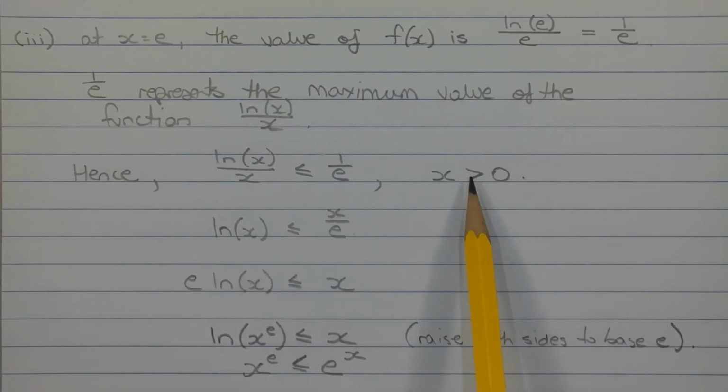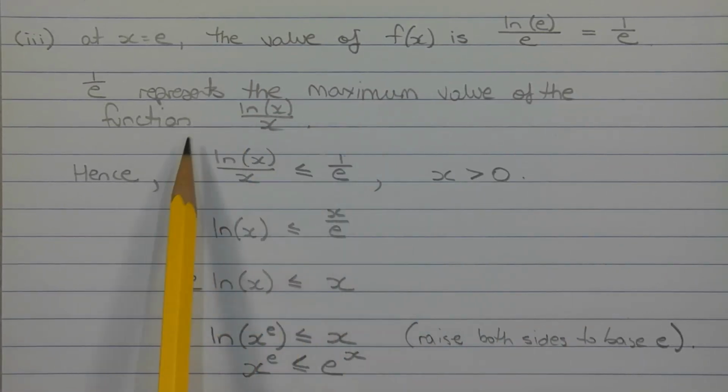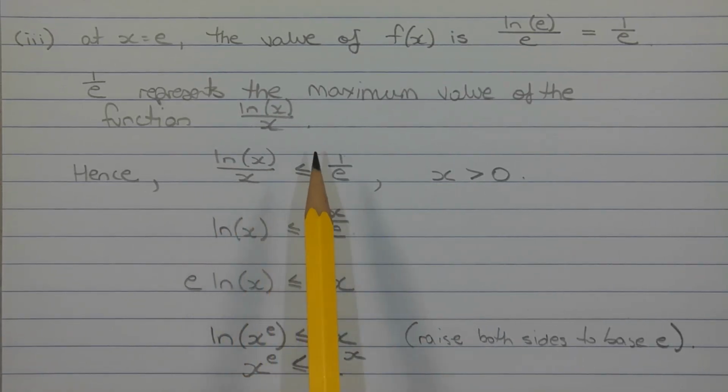So we can rearrange this inequality, noting that x is positive. We can take this x here and move it over to the other side by multiplication. So we have ln x is less than or equal to x over e. Next, we can take this denominator e from the right-hand side, move it over to the left-hand side, again by multiplication, and we have e times ln x is less than or equal to x. Now we can use one of our logarithm laws to move this e inside the logarithm, so we can rewrite the left-hand side of the inequality as ln of x to the power of e less than or equal to x.